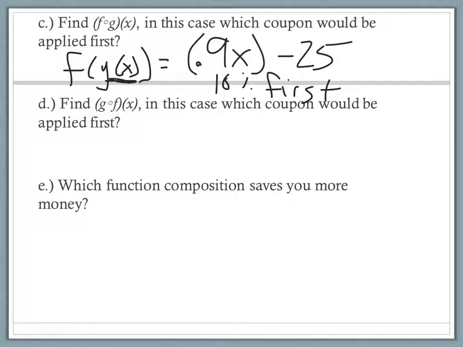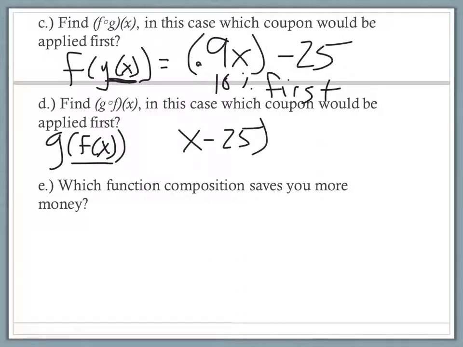Now if I did g of f, we would have our f, which is x minus 25, so that's the one we're going to use first. So we have x minus 25 in parentheses, and then our 0.9 out front, because we're taking our f and plugging it into g. We can leave it like that, but this would be if we did the $25 off first.